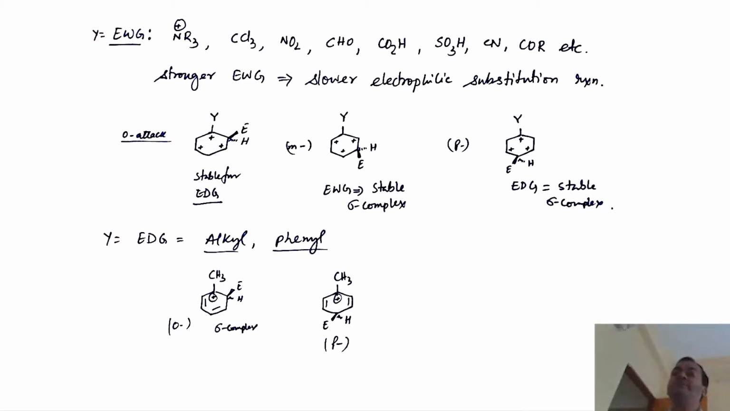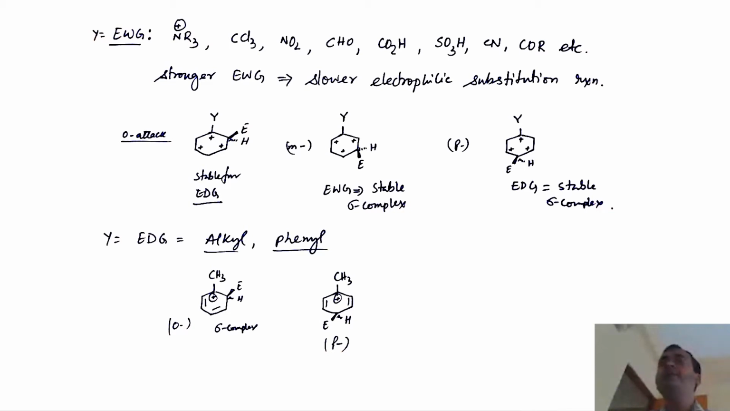Now, what would be the difference if we change the substituents? Let's take the example of NR3 plus and NO2. Both of them are electron withdrawing groups, but NR3 has a real positive charge, whereas NO2 has a formal charge. In NO2, N is positive and the two O are negative, if you draw the structure, you will see that.